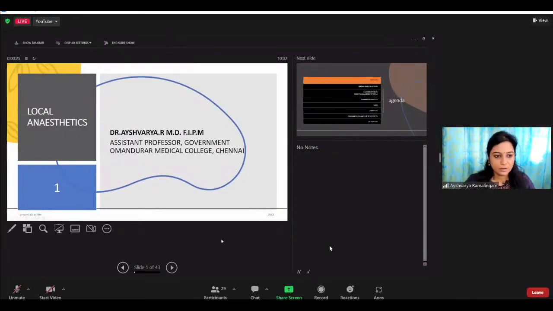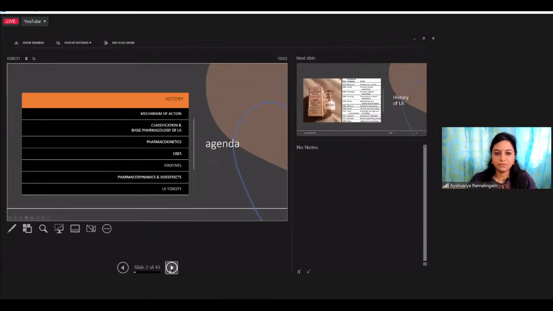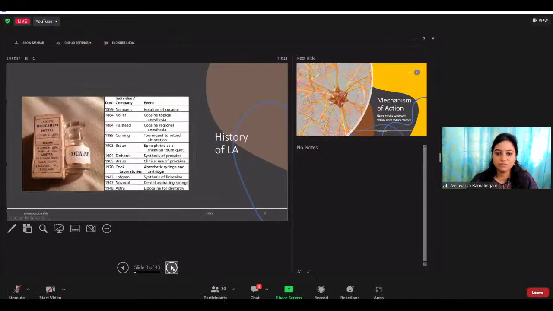Good morning. Today I'm going to talk about local anesthetics. The agenda of our talk is we'll embark upon the history, mechanism of action, classification and basic pharmacology of local anesthetics, pharmacokinetics, uses, additives, pharmacodynamics and side effects, and local anesthetic toxicity. History of local anesthesia: we all know that procaine was the first local anesthetic to be used. It was isolated in 1859 by Niemann.